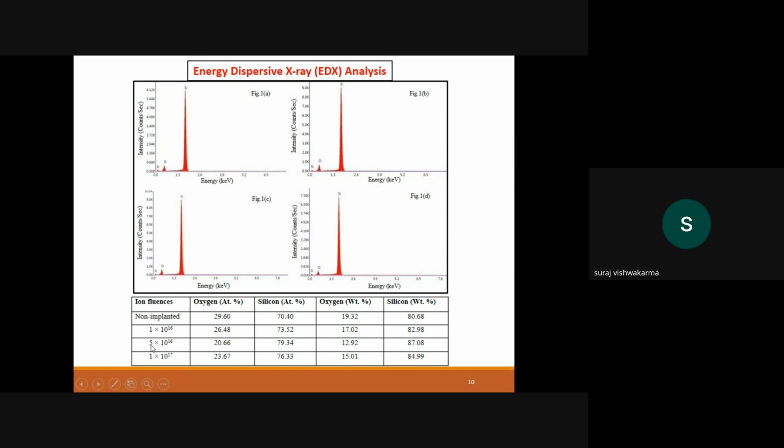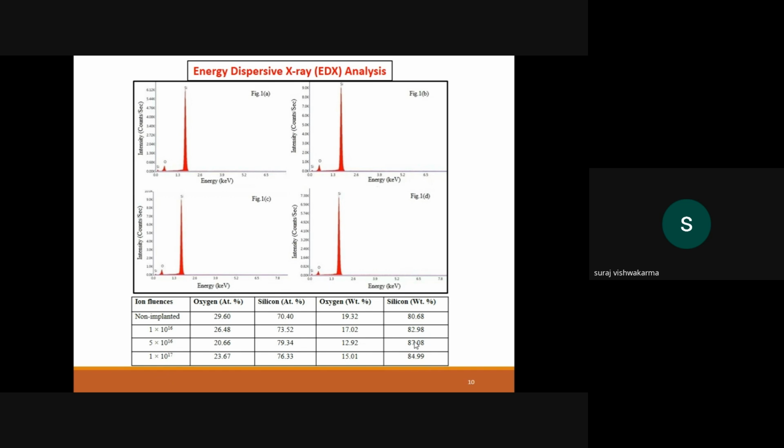Same in the higher fluence, when you increase the number of ions, we see an increase of around 6% over there. Again, the weight percent of oxygen is decreasing and the weight percent of silicon is increasing. In this way, we verify that whatever we are doing is actually happening inside. It is not that we are doing something while silicon is already there in the silicon dioxide. But how do we measure the values of the silicon which is going in?